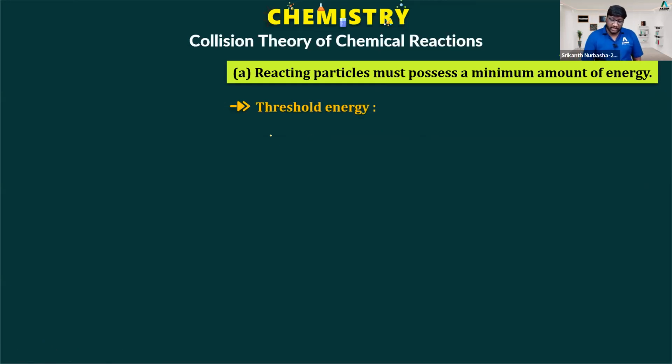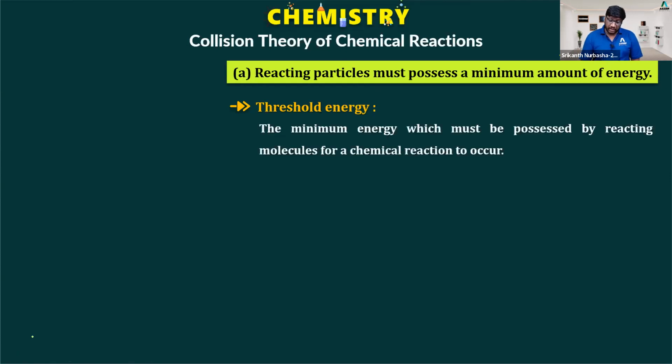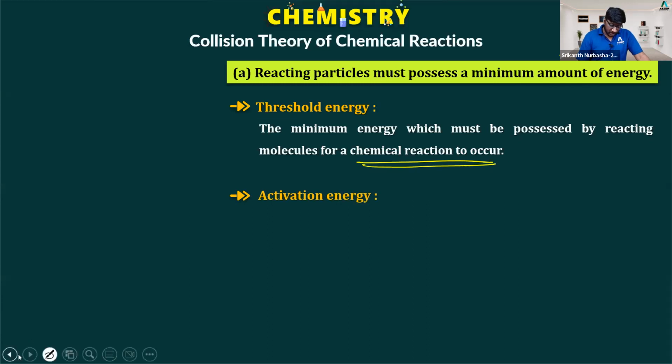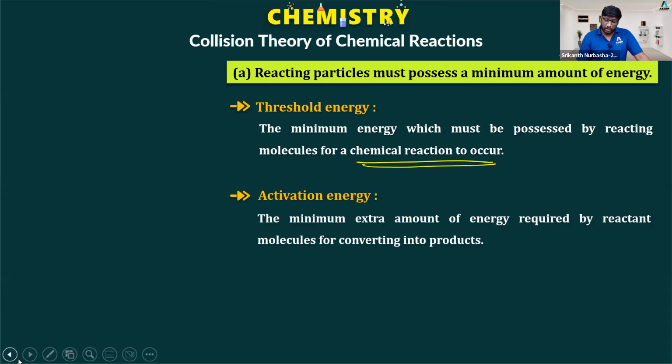That minimum amount of energy is said to be threshold energy. What is threshold energy? The minimum energy which must be possessed by reacting molecules for a chemical reaction to occur. What is activation energy? The minimum extra energy possessed by reactant molecules to cross the activated stage. Activation energy is the minimum extra amount of energy required by reactant molecules for converting into products.